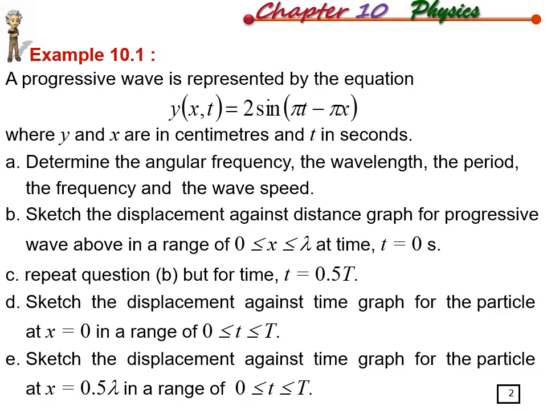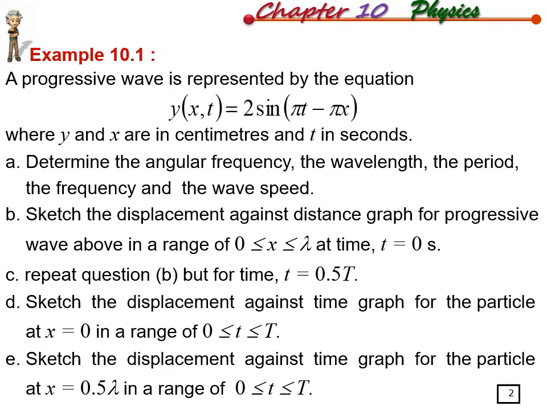For question A, they want you to determine the angular frequency, wavelength, period, frequency and the wave speed. You can obtain these by comparing the equation with the general equation; we will look into the solution later. Then sketch the displacement against distance graph for the progressive wave in the given range, x from 0 to lambda, which means one complete oscillation.